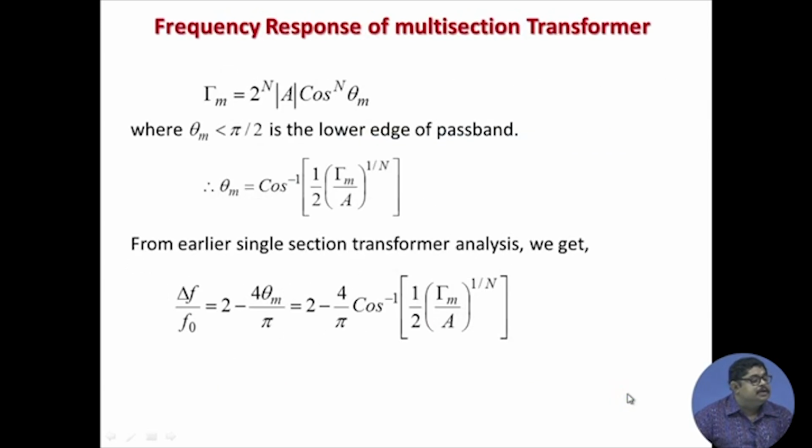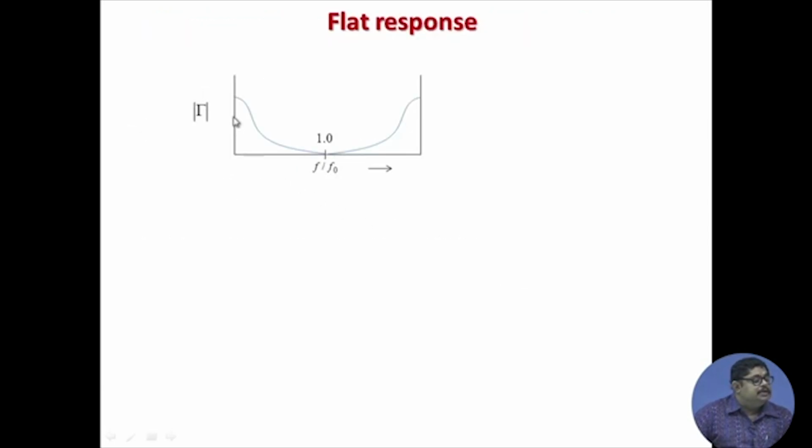The characteristic impedance of various stages, and already we have seen that we can put a maximum value of the reflection coefficient, that gives us this expression. So, theta m is this. So, single section transform analysis, we have found delta f by f naught equals 2 minus 4 theta m by pi. This theta m value we can put. All the formulas are here, you just go through, these are self explanatory if you see the slides, and the response you get is very flat like this. Okay. So, this is the Butterworth response.